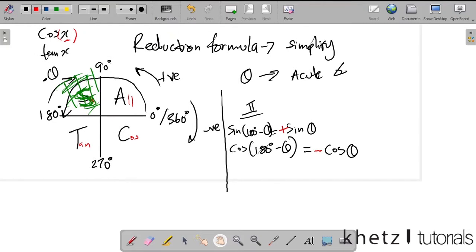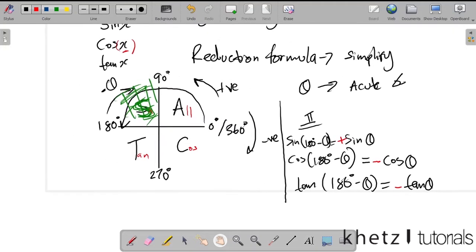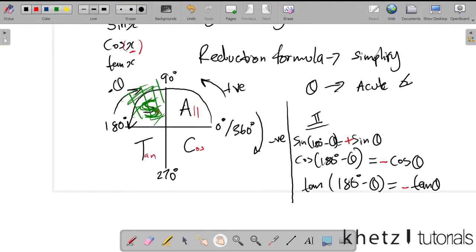And finally, the same thing applies to tan, because in the second quadrant, denoted by 180 degrees subtract theta, we'll have a negative tan theta as our reduced formula. So what we are basically doing is using this diagram to represent each of the quadrants.